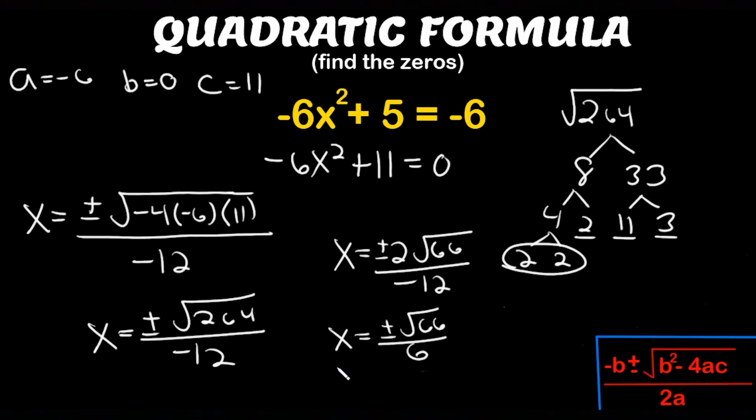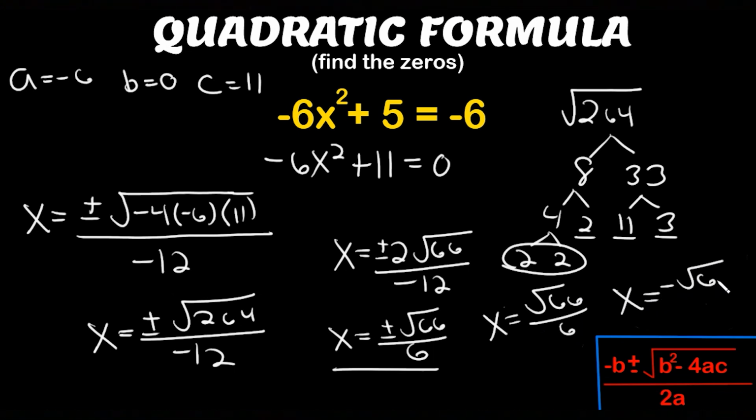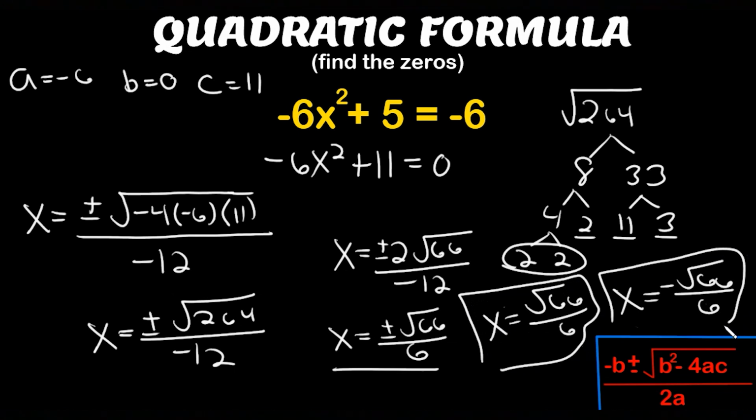And if you really wanted to, you could break it down into its individual parts, which would be x is equal to the square root of 66 all over 6. And then the other part would be x is equal to negative square root of 66 all over 6. And again, that would be the 2 zeros for this quadratic, okay? So this problem is done. Again, you can leave it like this here if you want. That's totally fine. But that is how you solve a quadratic using the quadratic formula.